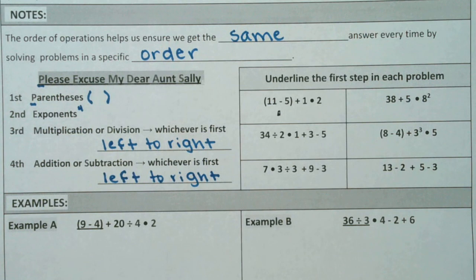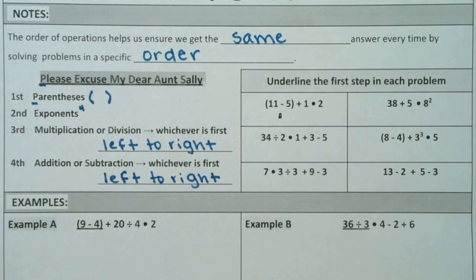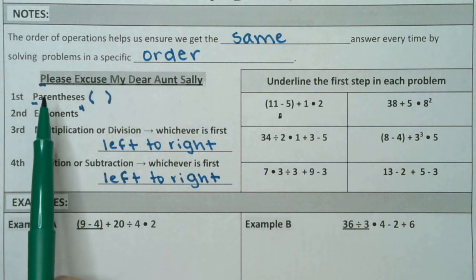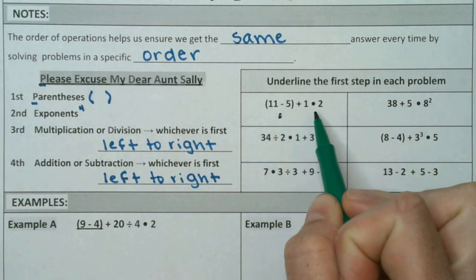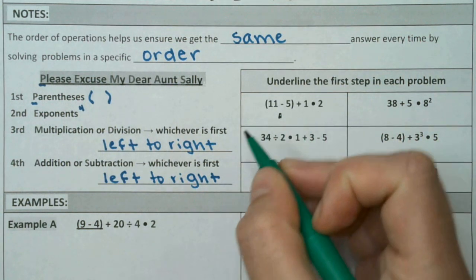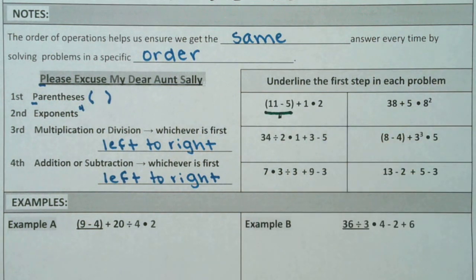So let's find the most powerful operation in each of these. We're just going to underline the first step, the most powerful. We're not solving anything. Okay, so you can kind of think about this like a checklist. The first thing you'll always look for is parentheses. So in this first problem, do I see a parentheses? Oh, yes, I do. So I'm going to underline 11 minus 5. That is the most powerful operation.